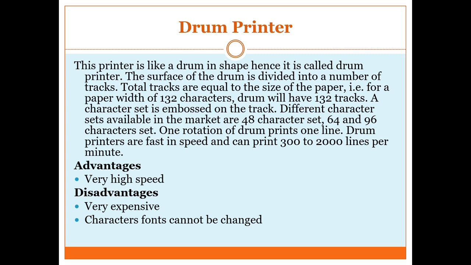The surface of the drum is divided into a number of tracks. Total tracks are equal to the size of the paper. For paper width of 132 characters, the drum will have 132 tracks. A character set is embossed on the track, and different character sets are available on the market. In the market are 48, 64 and 96 character sets. One rotation of the drum prints one line.